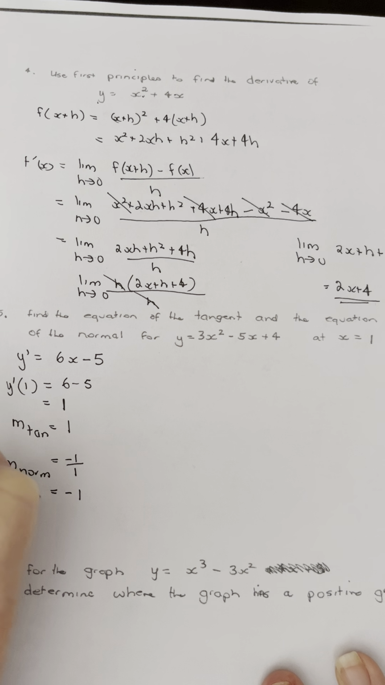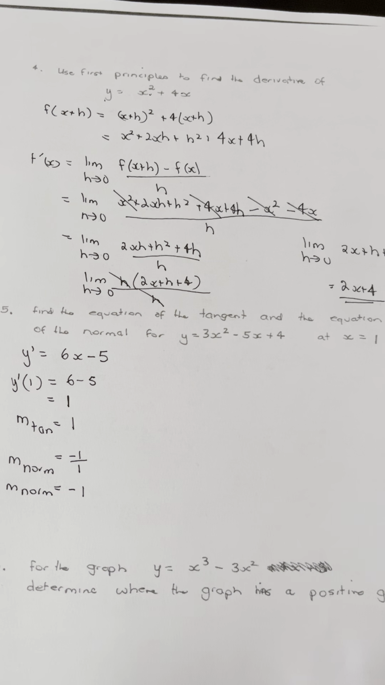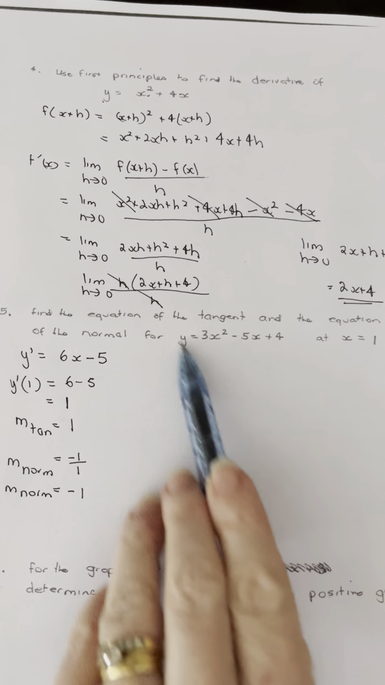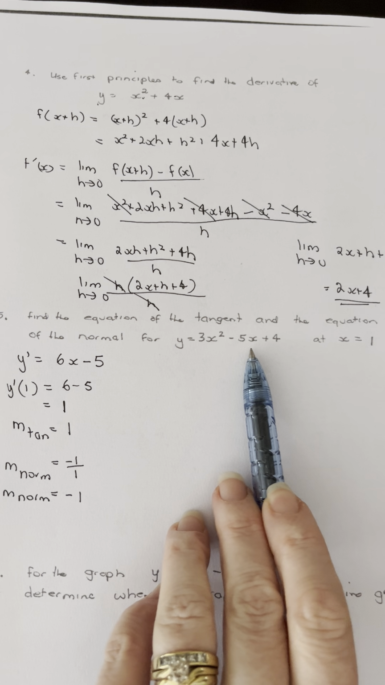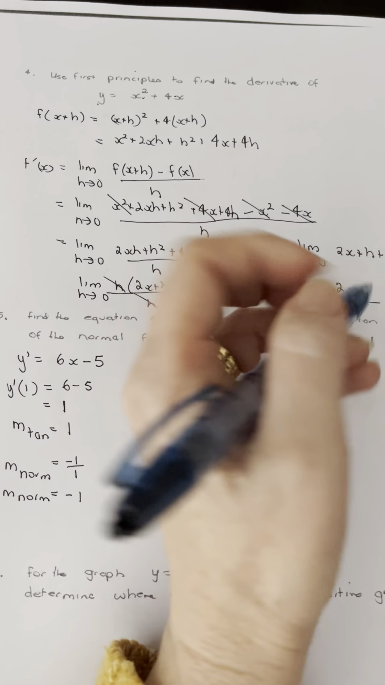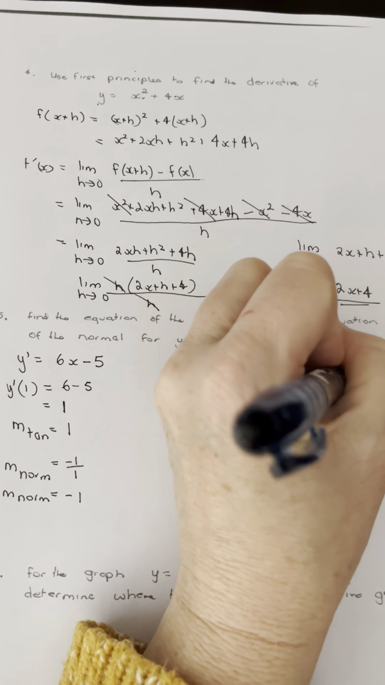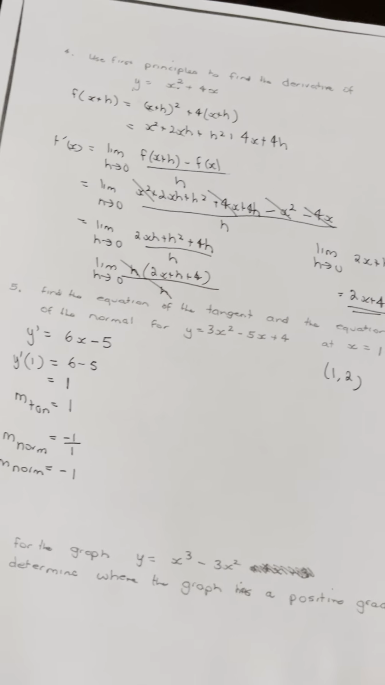So now I've got the two gradients that I need, but I also need a y coordinate. So I need to sub in 1 into here. So 1 squared is just going to be 1, times 3 is 3. Take away 5 is negative 2, plus 4 is 2. So my coordinate is 1, 2. So I'm going to find out those two equations now.